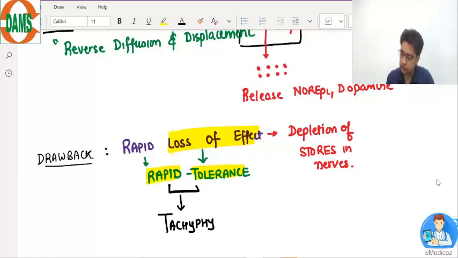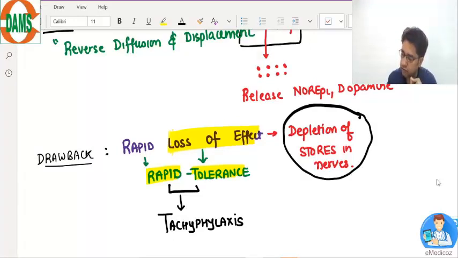Rapid tolerance is also known as tachyphylaxis. So, can you tell me why these drugs are showing tachyphylaxis? The reason you will write is because of depletion of stores. So when you give this drug within two, three days, their effect will be lost. I hope it's simple.